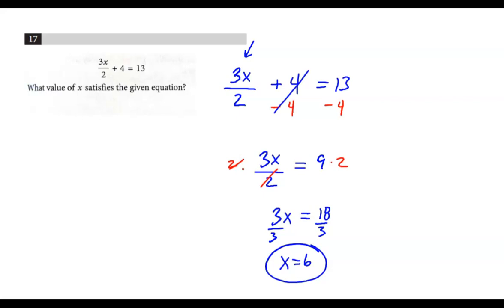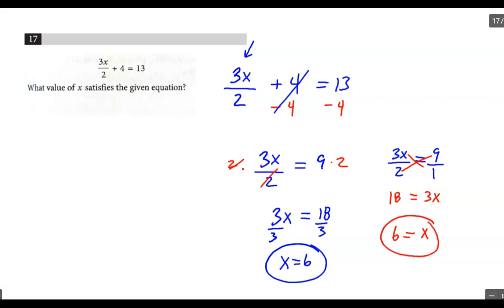Now, some people right here, when we had 3x over 2 equals 9, instead of multiplying both sides by 2, they would rather just slap a 1 under here, and then you can cross multiply. And for a lot of people, that's a much cleaner, easier way to do it. And you're still going to get x equals 6 if you go that route.